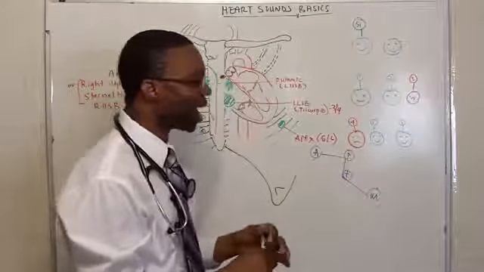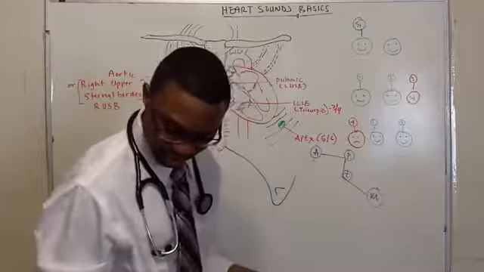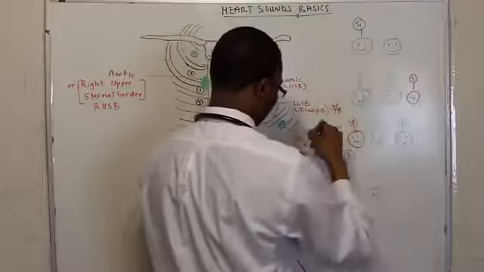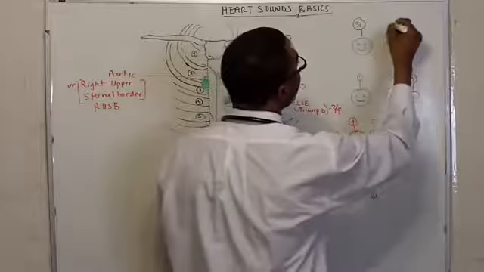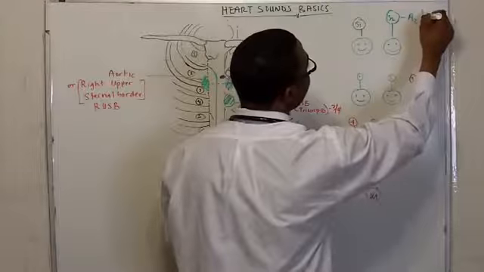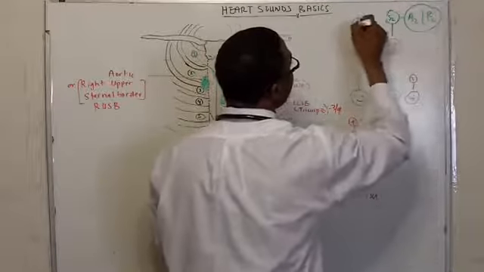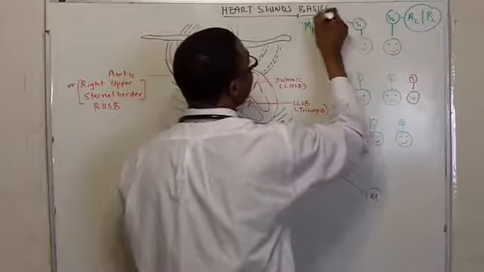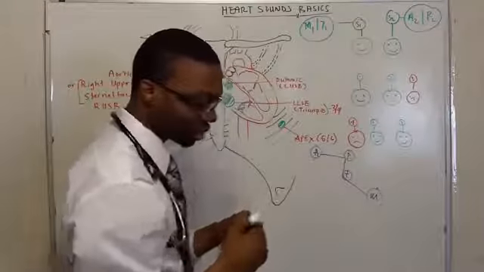When the pulmonic valve, let's use our green highlighter here, S2 is when your aortic valve and your pulmonic valve close. S1 is when our mitral and tricuspid valves close.